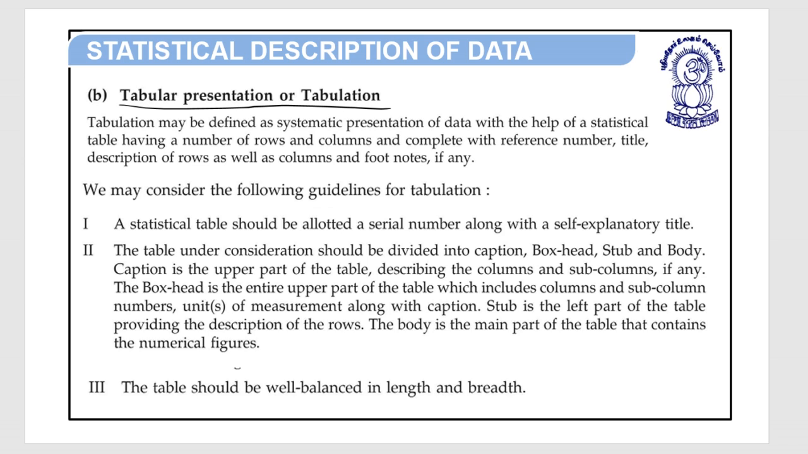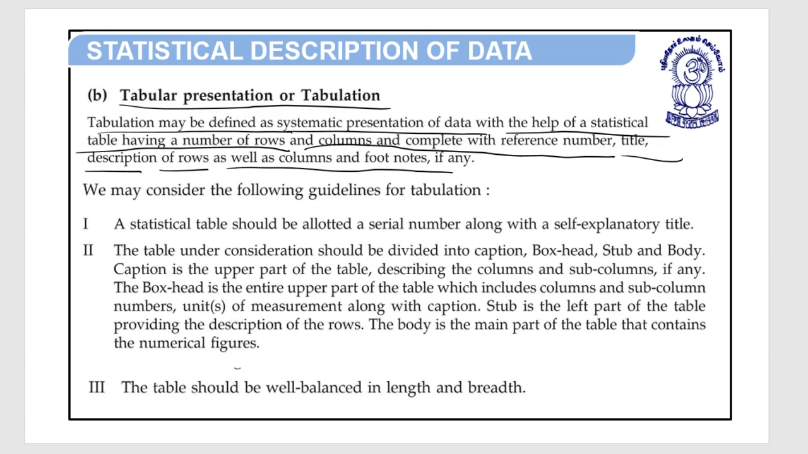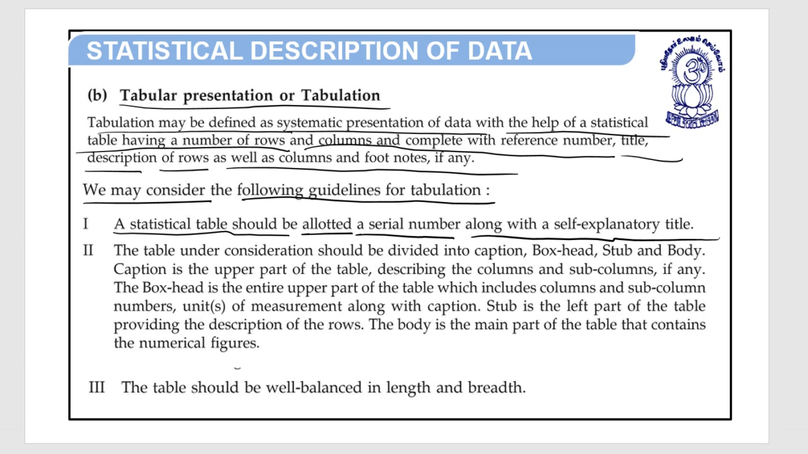Tabular presentation or tabulation. Tabulation may be defined as systematic presentation of data with the help of a statistical table having a number of rows and columns and complete with reference number, title, description of rows as well as columns and footnotes if any. We may consider the following guidelines for tabulation. First, a statistical table should be allotted a series number along with a self-explanatory title.